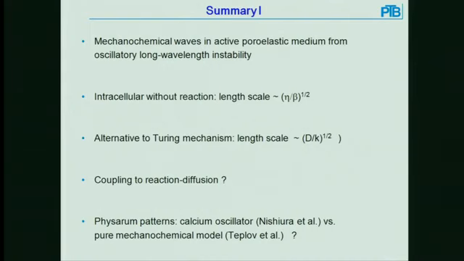And that's a nice alternative to the Turing mechanism, because in the Turing mechanism, of course, as we all know, you need some kind of diffusion, but you also need some reaction, and the typical scales are then given by the square root of the diffusion divided by a reaction rate constant.